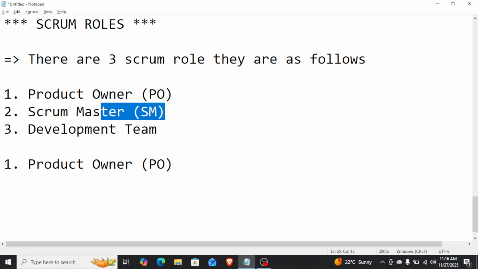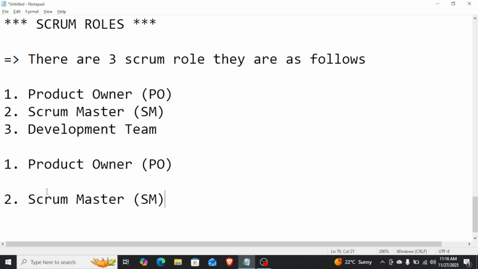And our next role is Scrum Master. Scrum Master ensures Scrum process runs smoothly and removes backlog blockers and also coaches the team on Agile, protects team from external interruptions, facilitates Scrum events. So these are the responsibilities of Scrum Master.